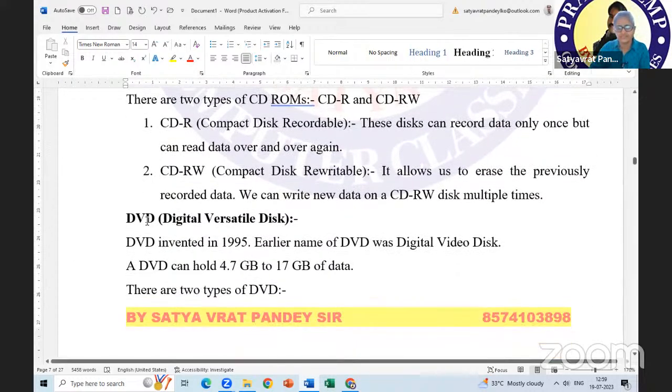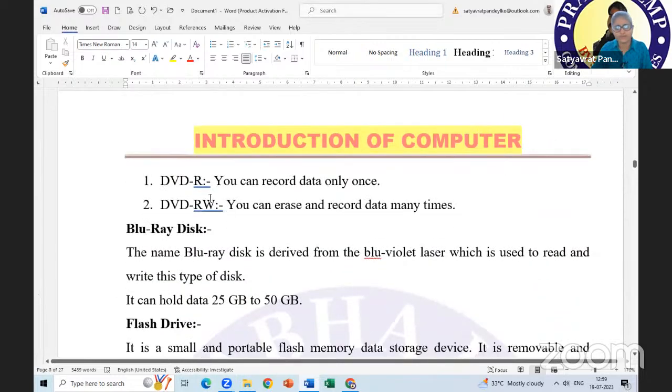Second is DVD, digital versatile disk. DVD was invented in 1995. Earlier name of DVD was digital video disc. A DVD can hold 4.7 GB to 17 GB of data. There are two types of DVD. First is DVD-R. You can record data only once. And second is DVD-RW. You can erase and record data many times.